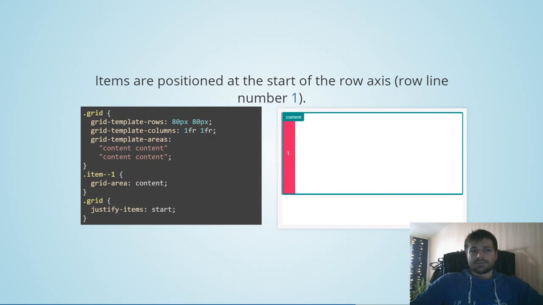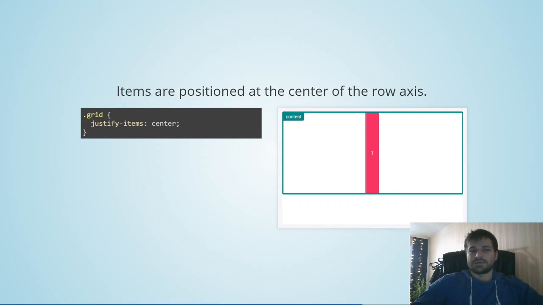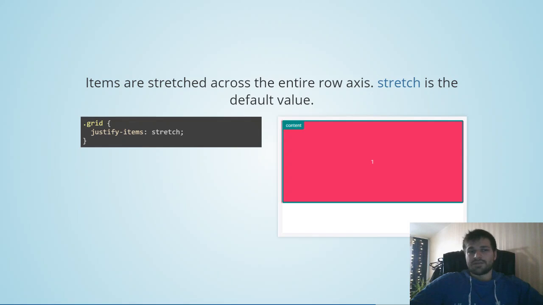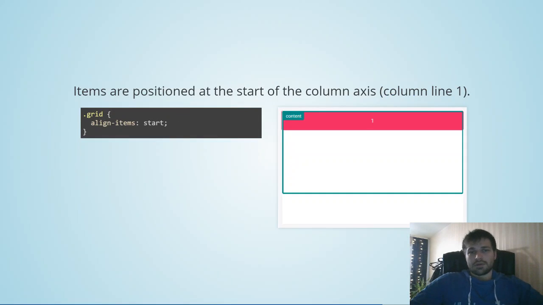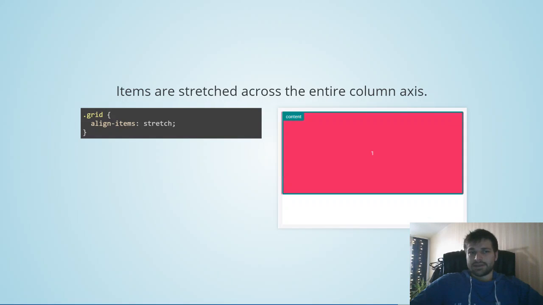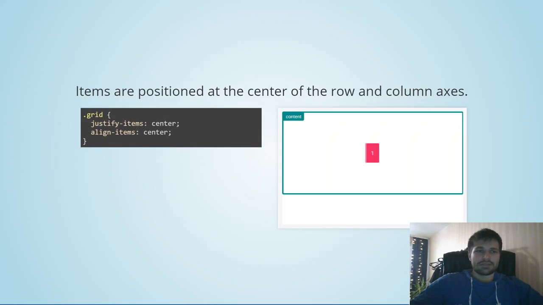In this example, items are positioned at the start of the row axis by the grid property justify-items: start, justify-items: center, and justify-items: stretch. Items are stretched across the entire row axis, and stretch is the default value. In this picture we have align-items start, center, and stretch.